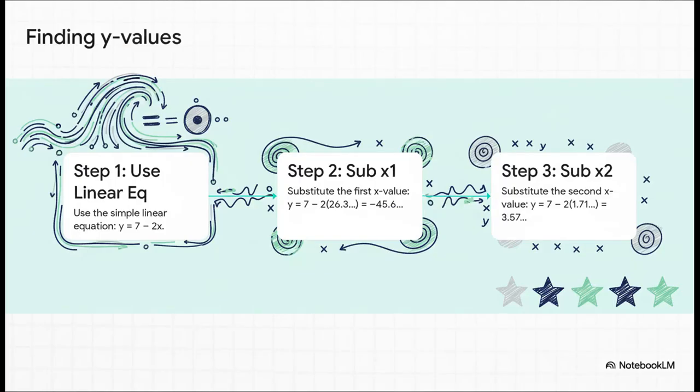Every x value has a partner y value. To find them, we make our lives easy and go all the way back to that simple linear equation we started with, y equals 7 minus 2x. We just take our x values, one by one, and substitute them in to find their matching y value. Nailing this step gets you your fourth method mark. We are so close to the full 5.